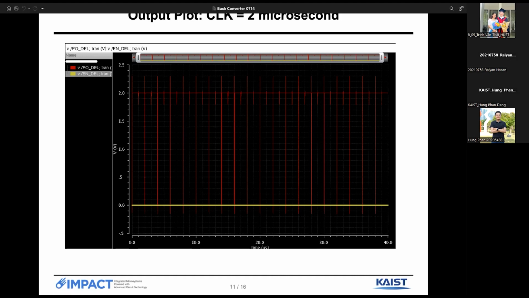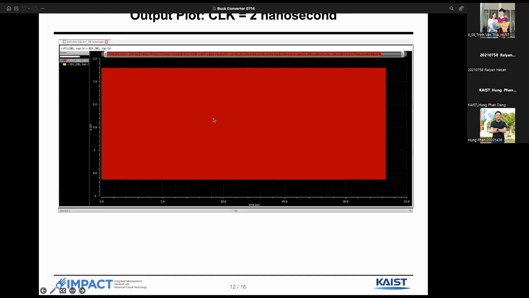I see you have not fully understood the delay circuit. So let us try. He understood it. Okay, next. I also made one with CLK equal to 2 nanoseconds, which turned out to be a graph like this.